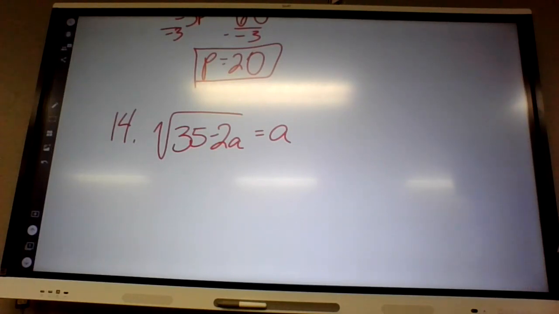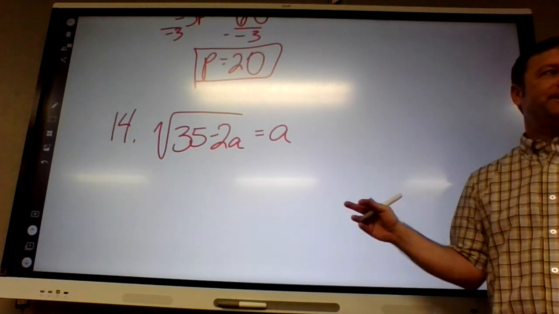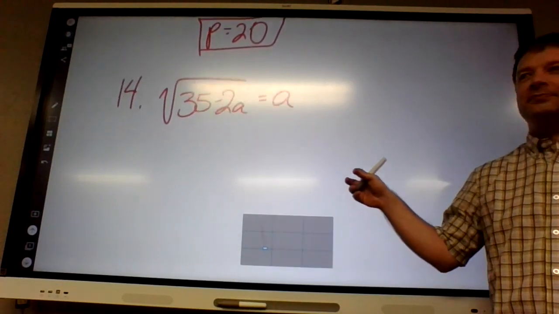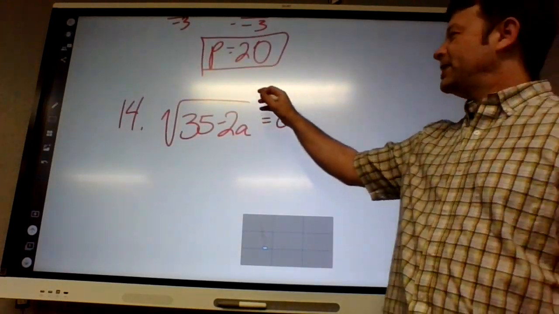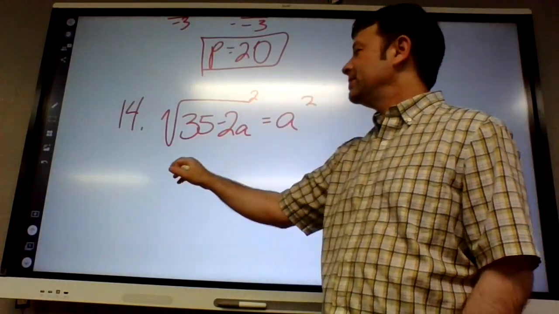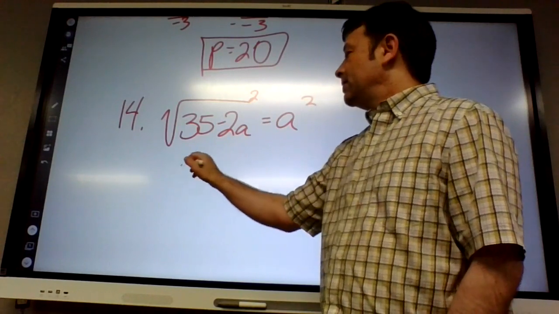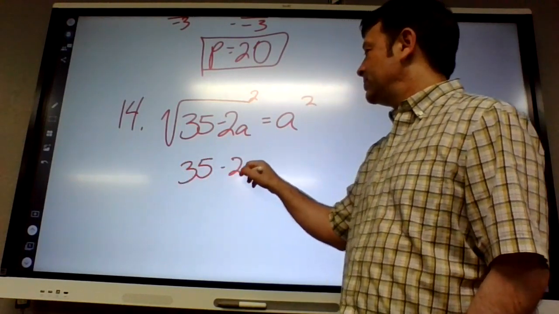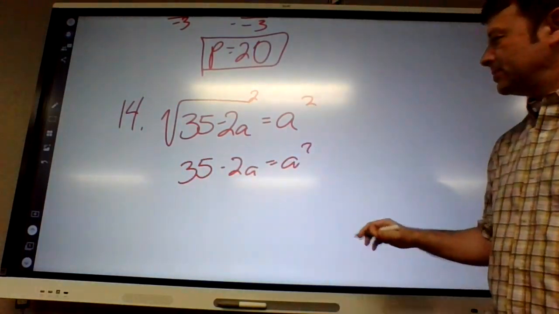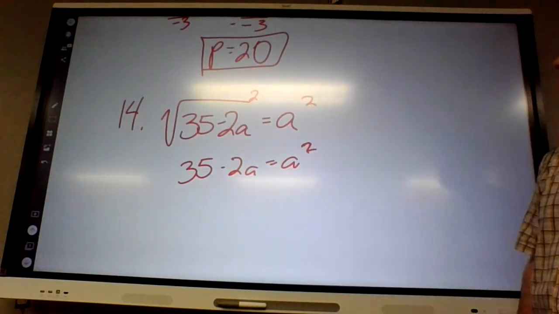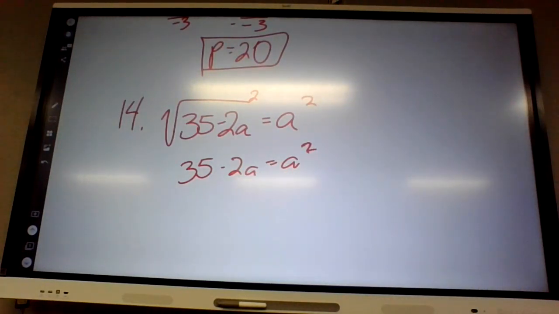Don't do drugs, Sebastian. Alright, any ideas on this one? Square both sides, that gets rid of the square root. So we get 35 minus 2a equals a squared. How do you put everything on one side? Yeah, if you've got a squared problem, you move everything to one side and then what?